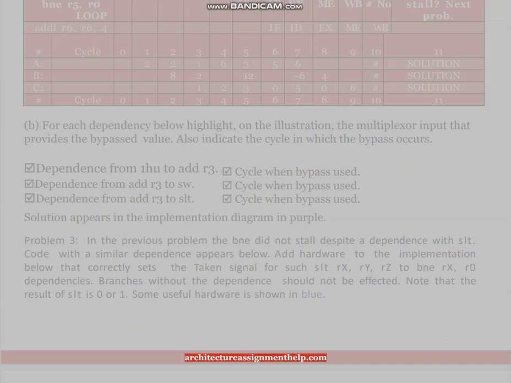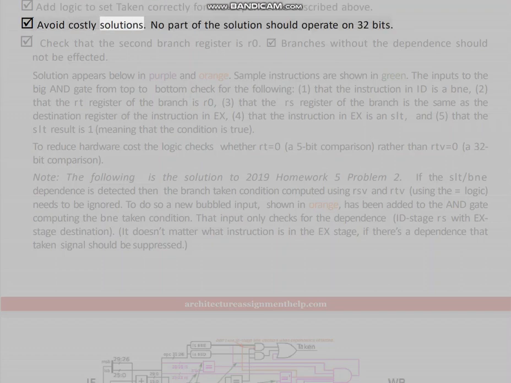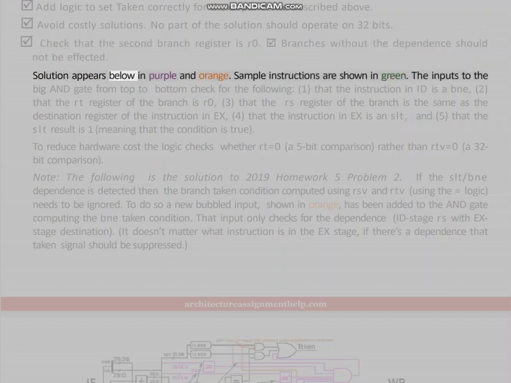Add logic to set taken correctly for the dependence described above. Avoid costly solutions. No part of the solution should operate on 32 bits. Check that the second branch register is R0. Branches without the dependence should not be affected. Solution appears below in purple and orange. Sample instructions are shown in green.